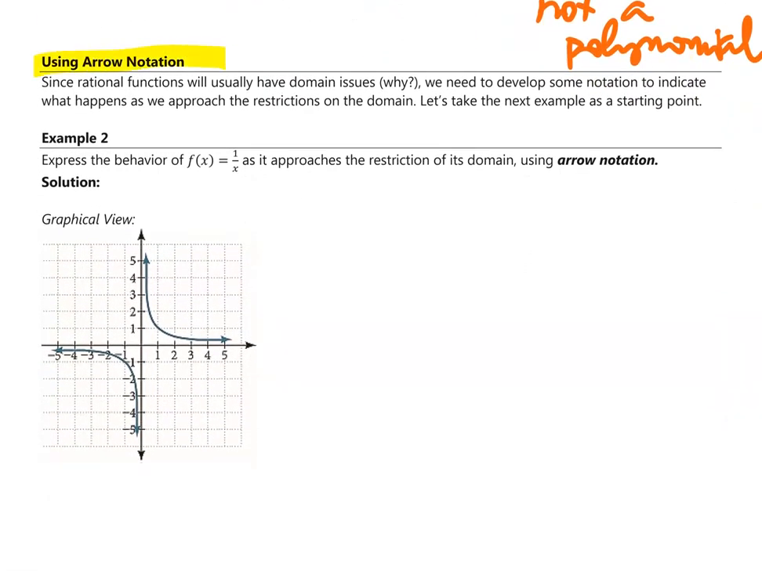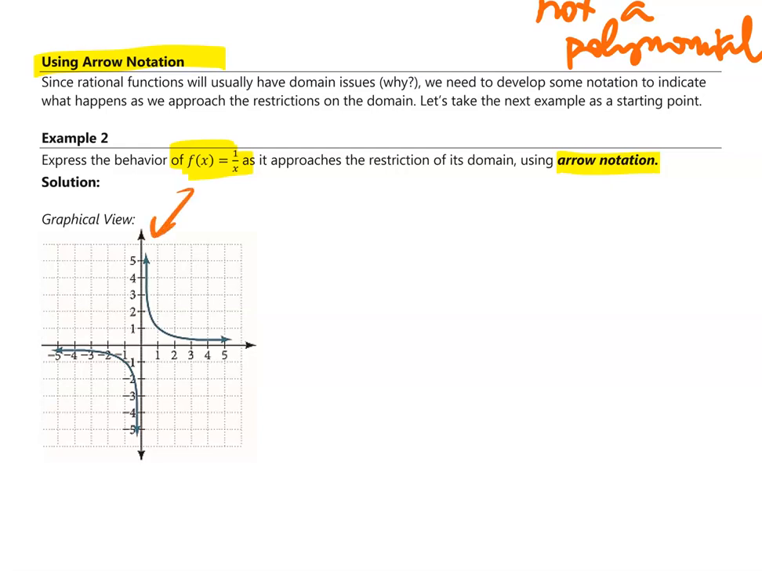Next is using an arrow notation. Since rational functions will usually have domain issues, we need to develop some notation to indicate what happens as we approach the restrictions on the domain. Let's take the next example as a starting point. Example number 2, express the behavior of f of x is equal to 1 over x as it approaches the restriction of its domain using an arrow notation.